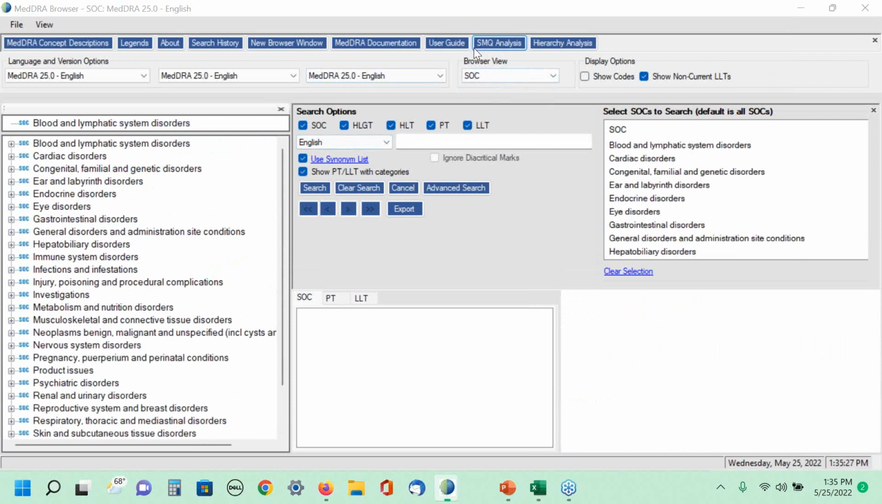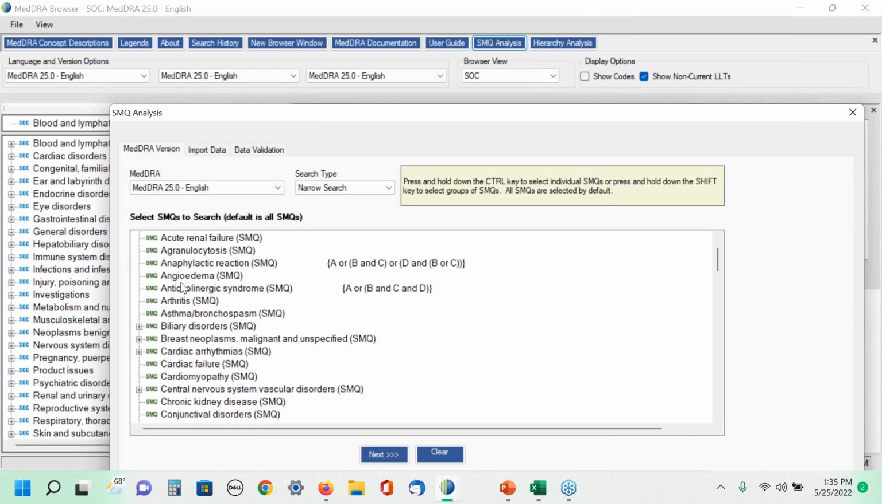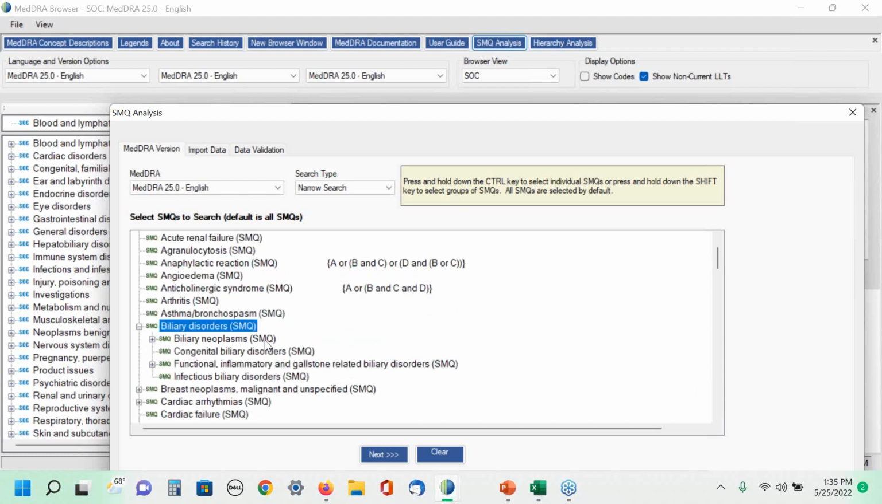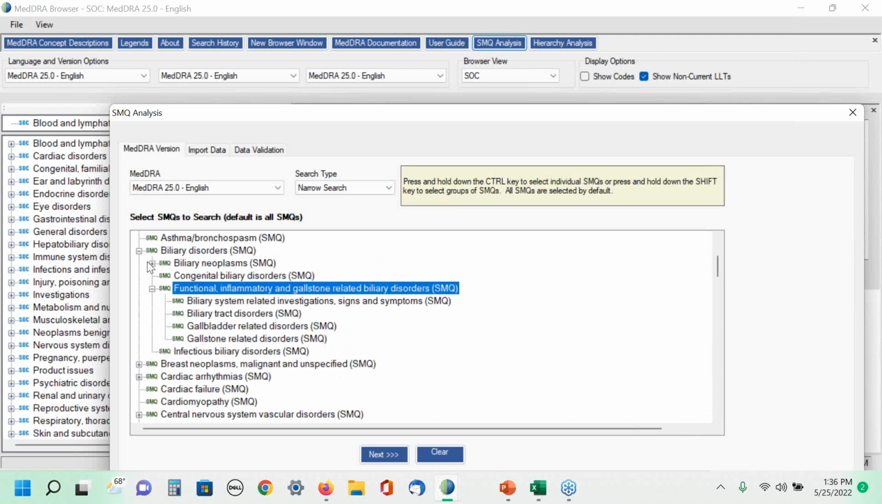And I'm going to open up that tool, and this is what I'm going to get. When I open the tool, the default is that it is, for me, in English in version 25.0. If I were to scroll through the screen, it is showing me all 110 of the level 1 SMQs with a few subtleties. For instance, we see angioedema and arthritis and asthma bronchospasm, but here's one for biliary disorders, which has a plus sign. When I click on that plus sign, it's telling me that this is a hierarchical SMQ. And now it's showing me the level 2 SMQs, which is biliary neoplasms, and this one, functional, inflammatory and gallstone-related biliary disorders. And if I were to click on these, you're going to see level 3s appear.